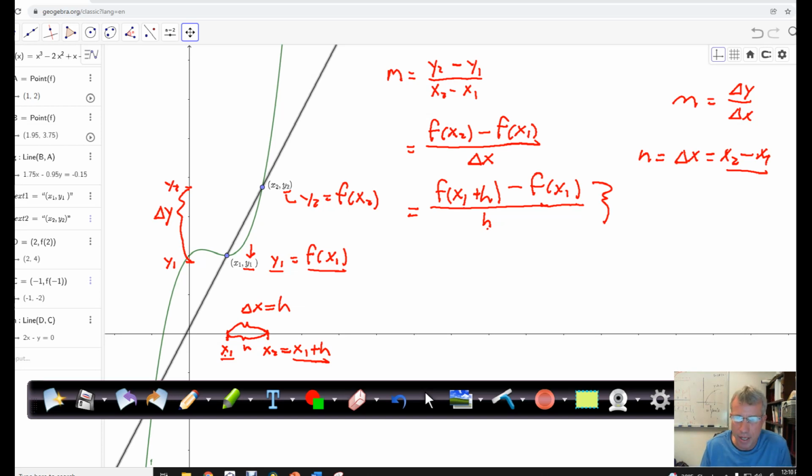So finally, the last step. What it's customary to do, because x sub 1 is just some arbitrary x, is just say, hey, let's call it x and drop the subscripting, which means to get to x sub 2, we take whatever x we want that comes before x sub 2, and we add h to it, the distance between x sub 1 and x sub 2. So if we drop the subscripting from x sub 1, we just get f of x plus h minus f of x, all over h. And this is called the difference quotient.